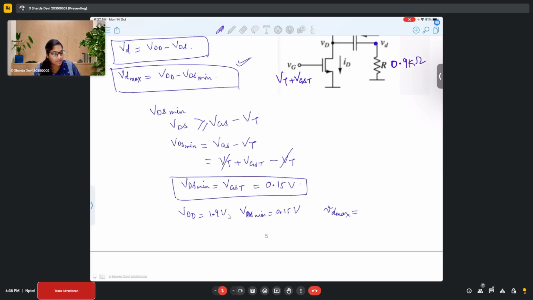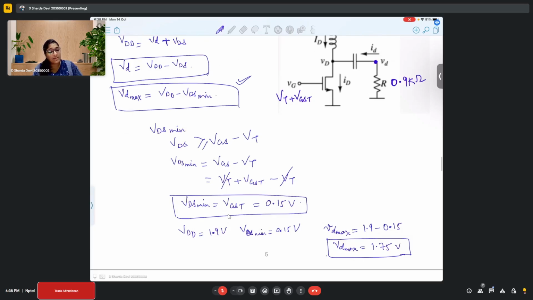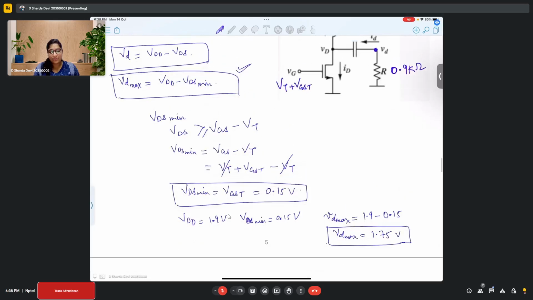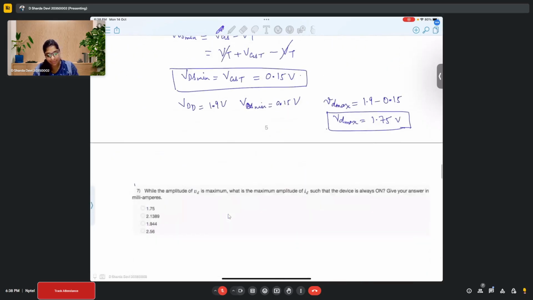So maximum VD will be 1.9 minus 0.15, which brings us to a VD max of 1.75 volts. So this is the maximum value that can be attained at this point VD, such that your transistor is also in saturation. So the saturation is maintained. This is clear, right? This is very easy. Any doubts in this? Okay, I hope there are no doubts because this is straightforward.